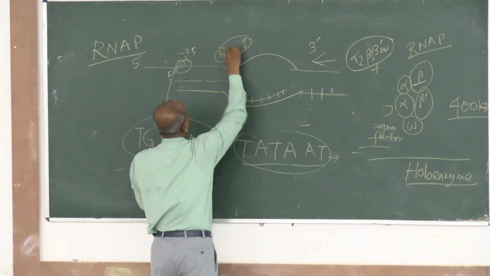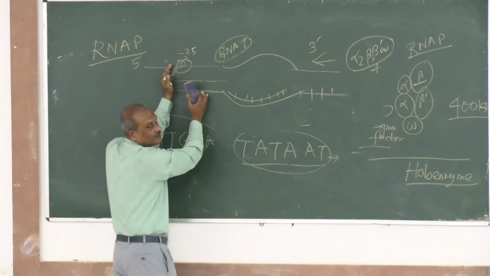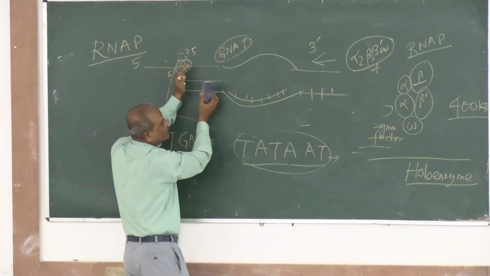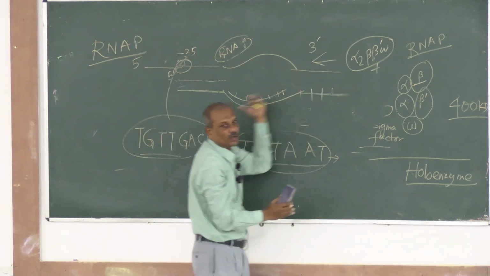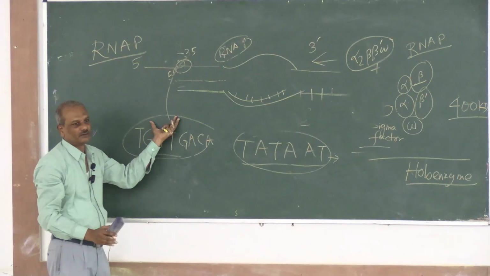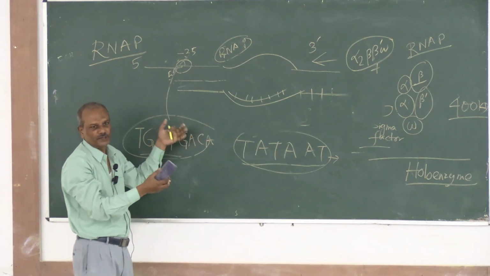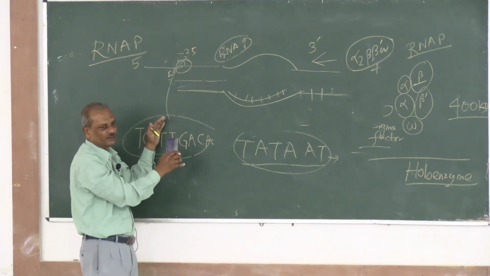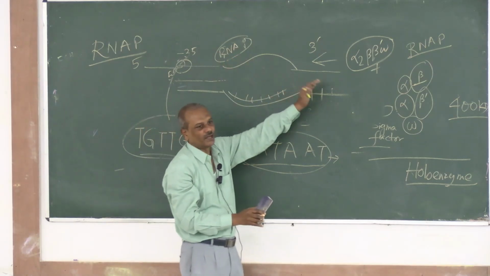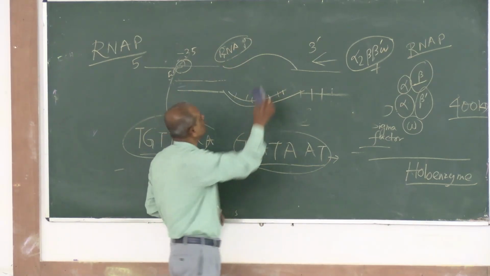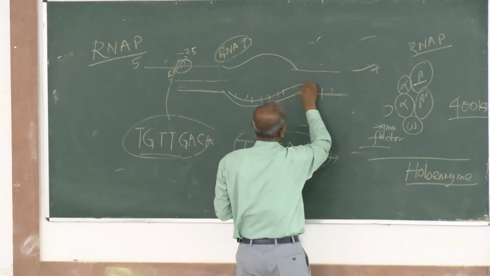The RNAP molecule moves a little ahead, from the promoter part to downstream. So promoter clearance will occur. This area will be cleared, meaning the RNAP will be freed from the promoter site. The promoter site will still be there, but the RNAP will move forward, and that is what is called promoter clearance. Now the RNAP will come here and start synthesizing.